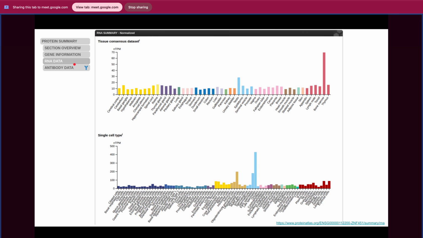Then if we go to RNA data, it will tell about the RNA level data, that is, after capturing the RNA level data, what is the distribution, what is the expression of the RNAs in different tissues and all these tissues.